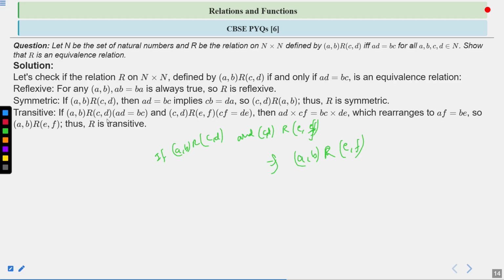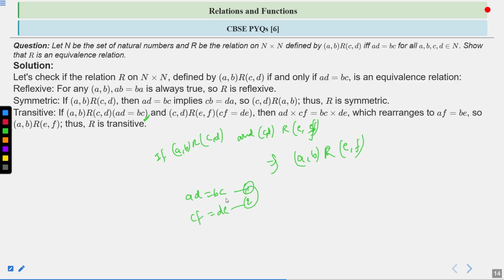So if AB is related to CD, that means we can write AD is equal to BC, right? Suppose this is equation 1. And AB is related to CD and CD is related to EF. If CD is related to EF, then we can write CF is equal to DE.